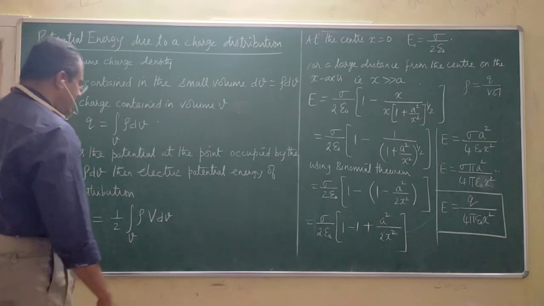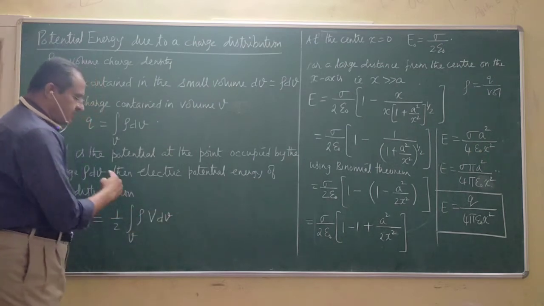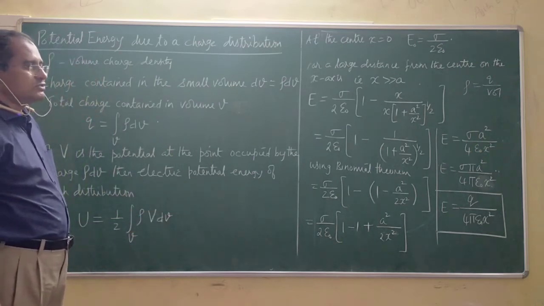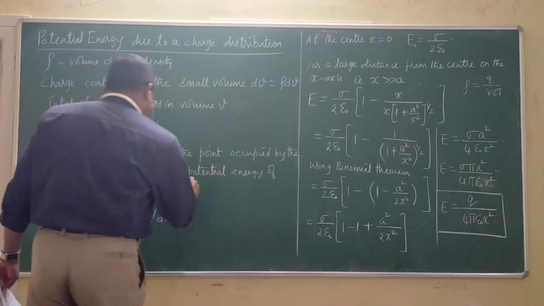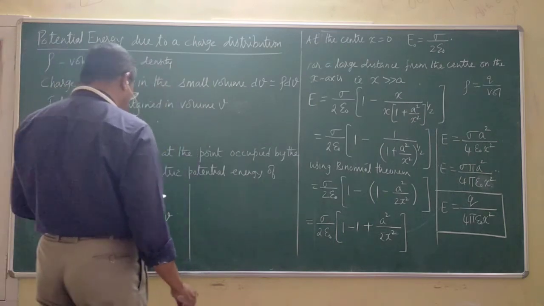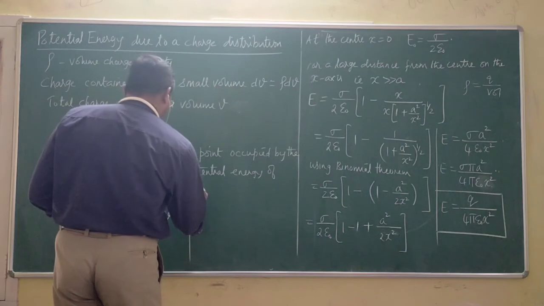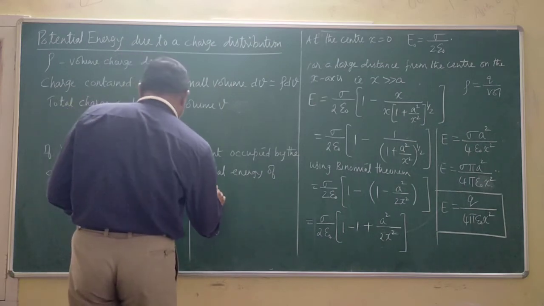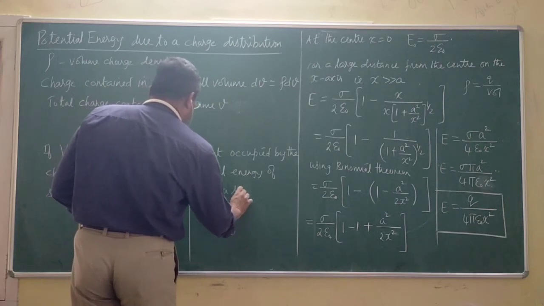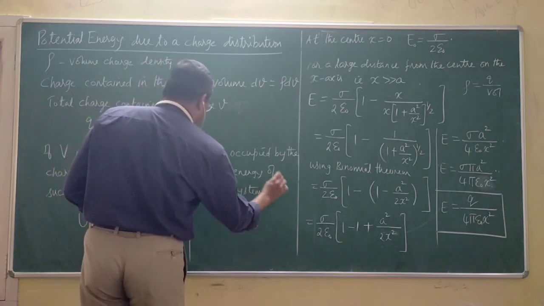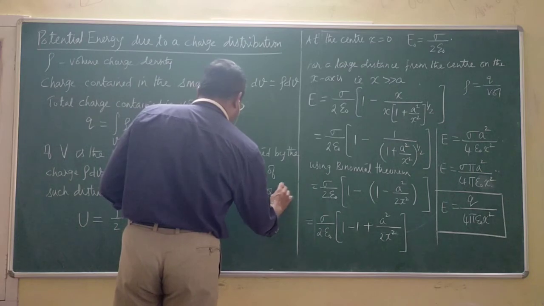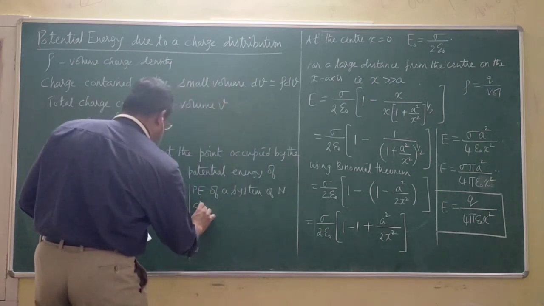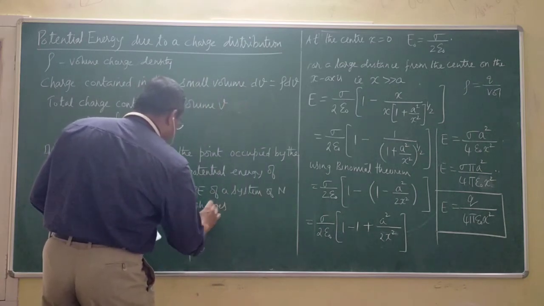You may now ask me, how are you writing this? How do you write this? For those people, I am writing here potential energy of a system of charges, of a system of n charges. Let me put it that way. System of n charges.